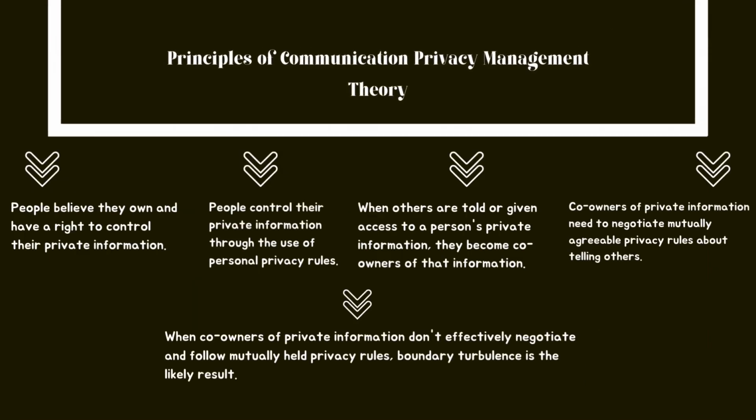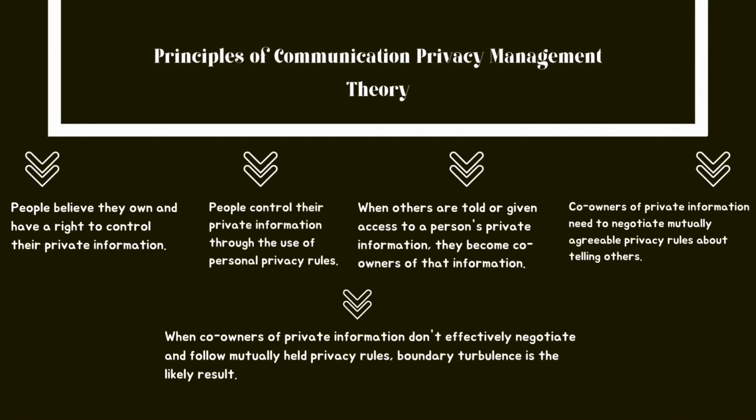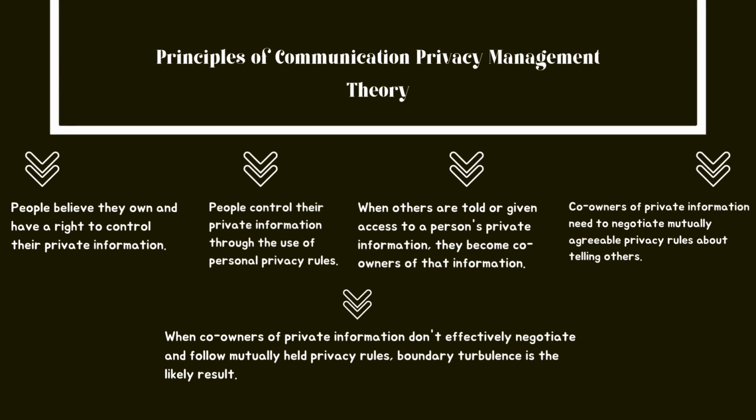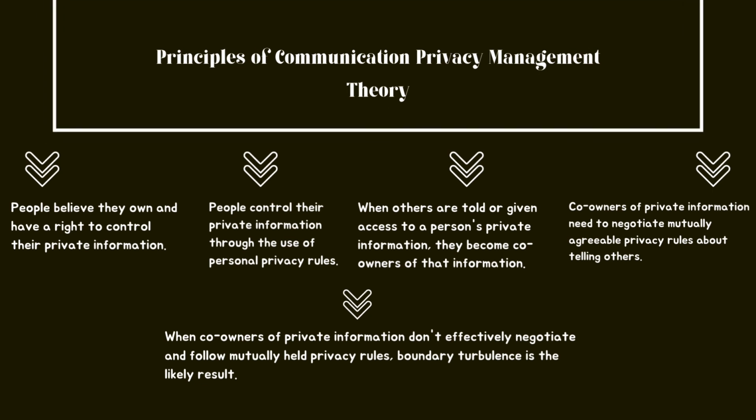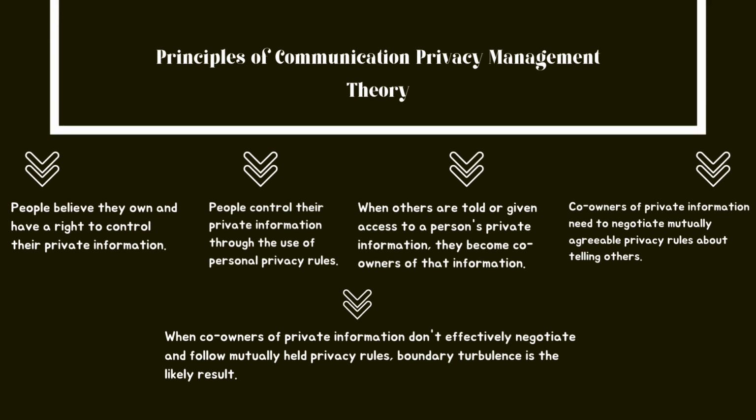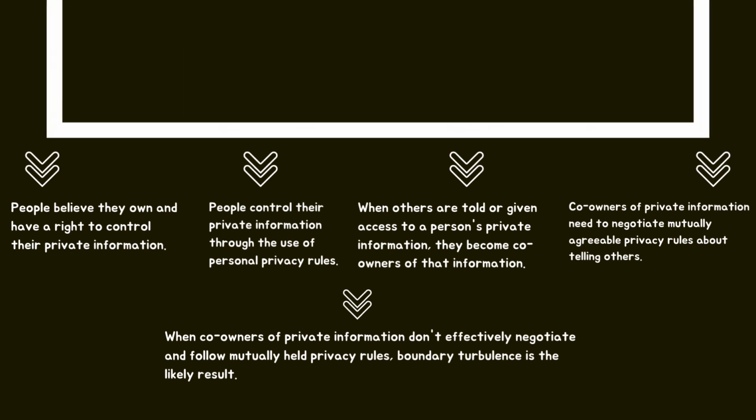Principles of communication privacy management theory. First, people believe they own and have a right to control their private information. People control their private information through the use of personal privacy rules. When others are told or given access to a person's private information, they become co-owners of that information. Co-owners of private information need to negotiate mutually agreeable privacy rules about telling others.